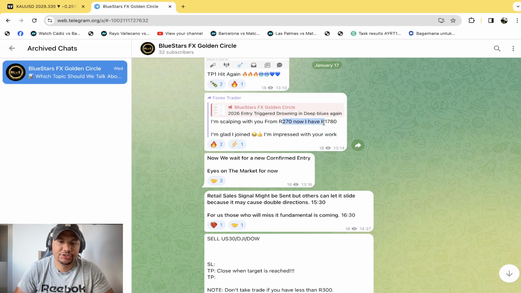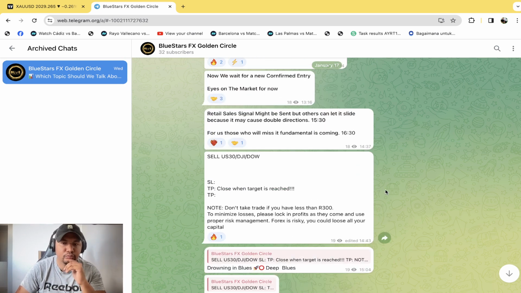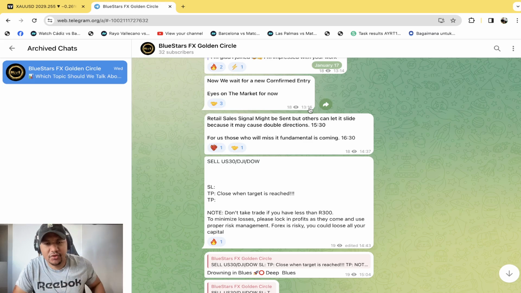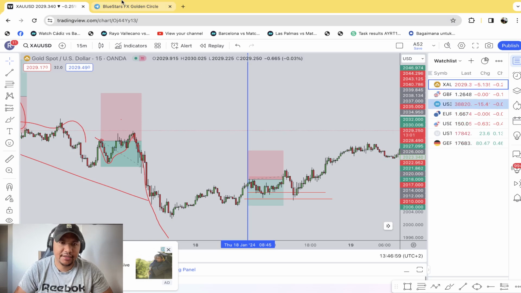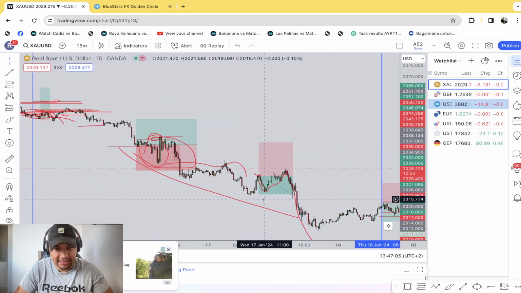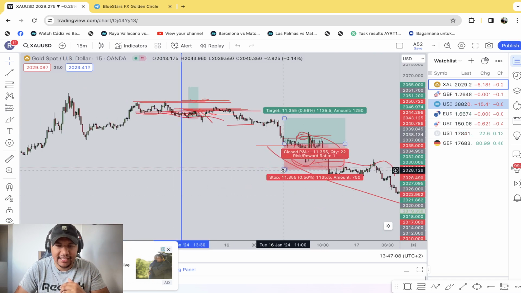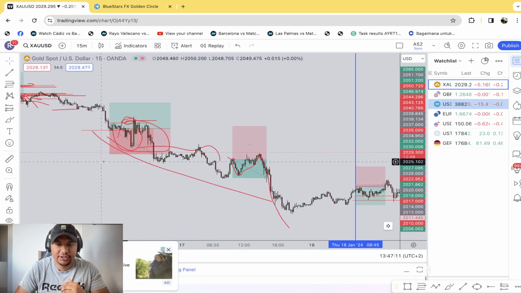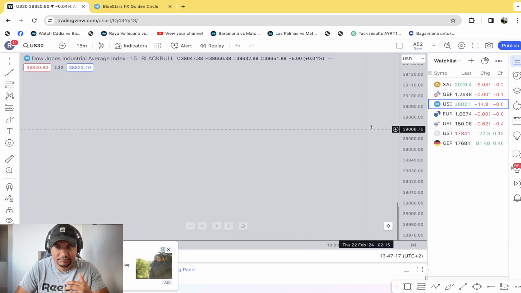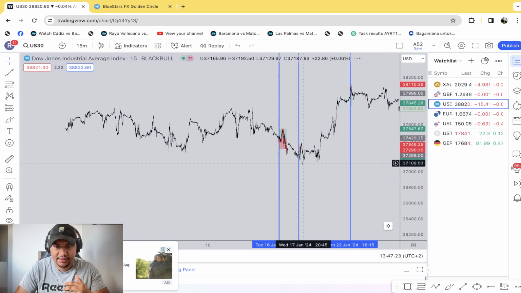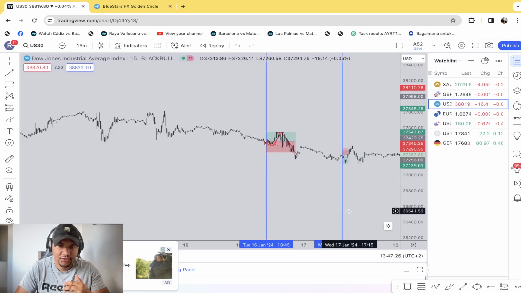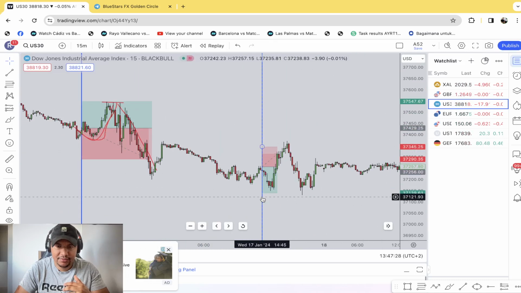I'm scalping with you, 270 now. I have 1780. Okay, now we wait for confirmed entry. Eyes on the market now. Again, sell the down zones, and that's where we're going to have a look. As you guys can see, we're at the 17th, right? It's not because I talk too much, but I like to give you guys some deep diving analysis. 17th at 1443. No, this is gold. Uh, 17th. Yeah, there we go. Is it this one? 1443.